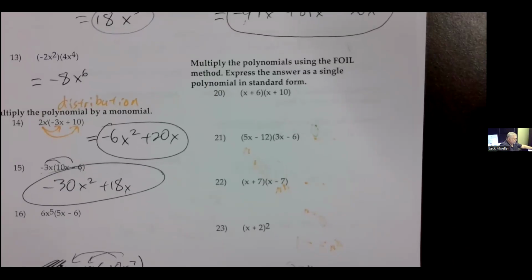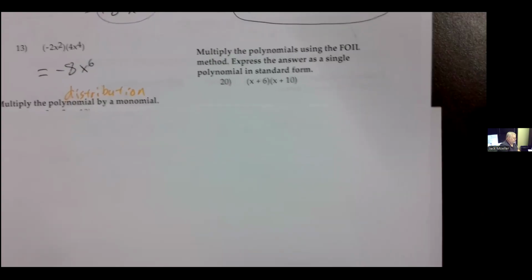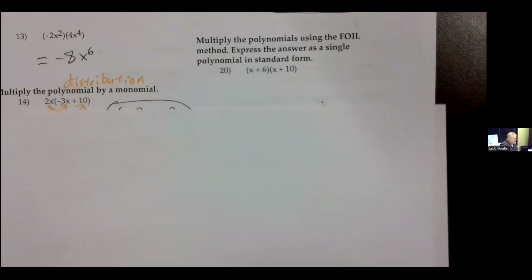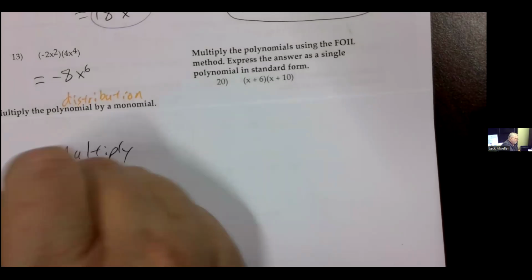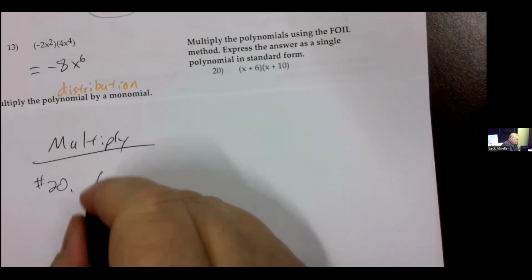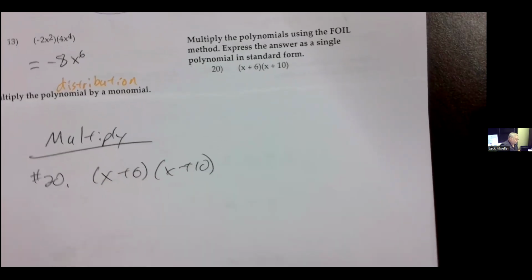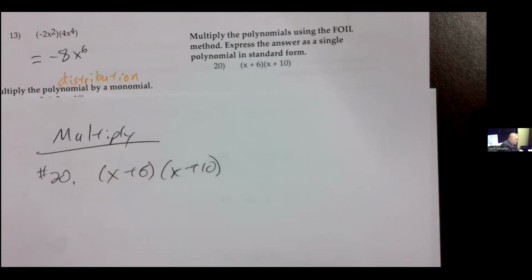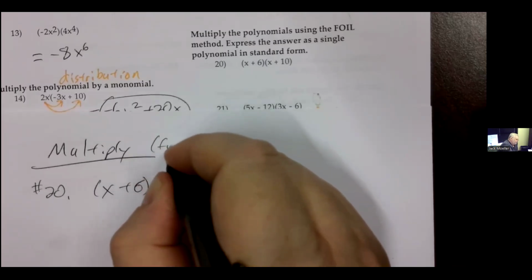So if there's any questions, like I said, write them down, email them to me. So now let's talk about binomial times a binomial, or maybe a little bit bigger. Okay. So if we're going to multiply, number 20 here is x plus 6 times x plus 10. All right, so how do we multiply those? The phrase I like to use here is fully distribute.